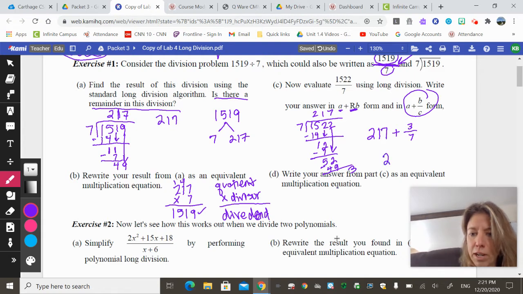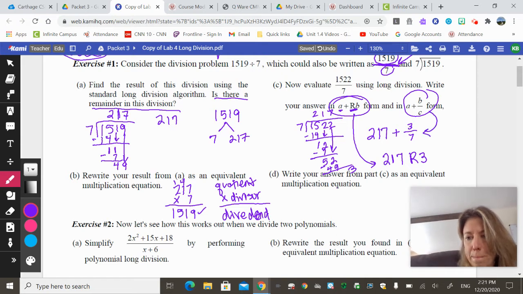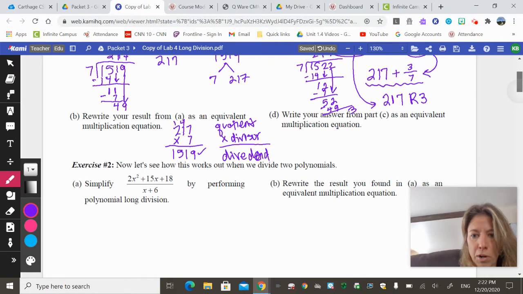Another way of writing it, and that's this form that I probably should have written the first time, is just 217, and then we use a capital R for remainder, and there's a remainder of 3. So this form looks like this, and this would be the other form. When we deal with polynomials, you'll probably see it written in, this is called quotient plus remainder over divisor. That's the form we're going to write it in.